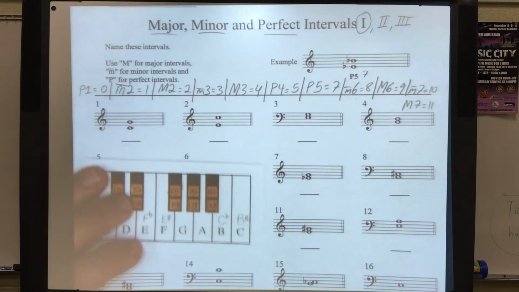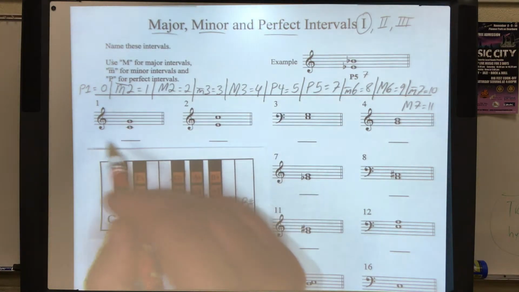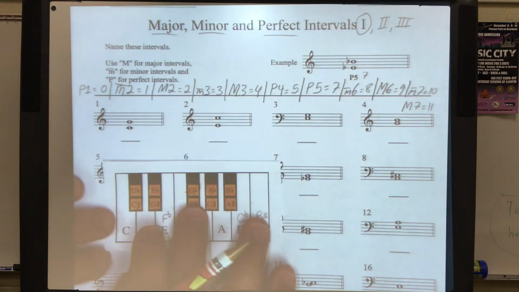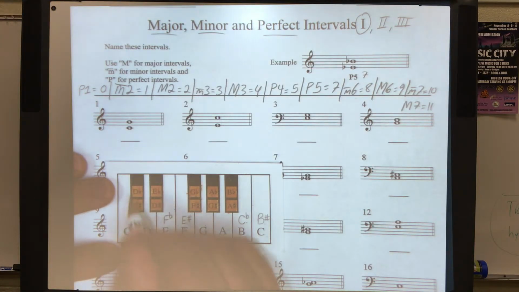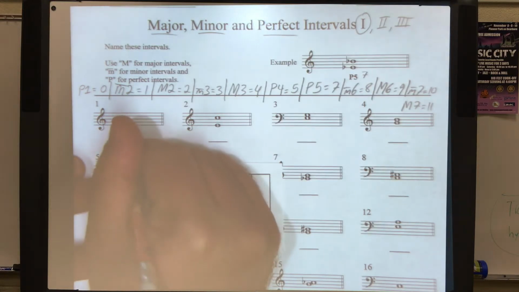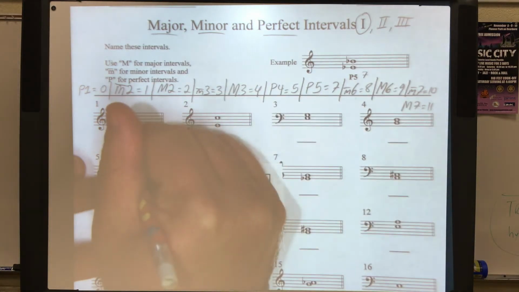So number 1, let's look. We've got treble clef, always look at the clef, and we've got C to G. So we're going to find our C on the keyboard. That'll be 0. Then we count up 1, 2, 3, 4, 5, 6, 7 half steps. Which one has 7 half steps? Go ahead and find it on your key. Right, perfect fifth.